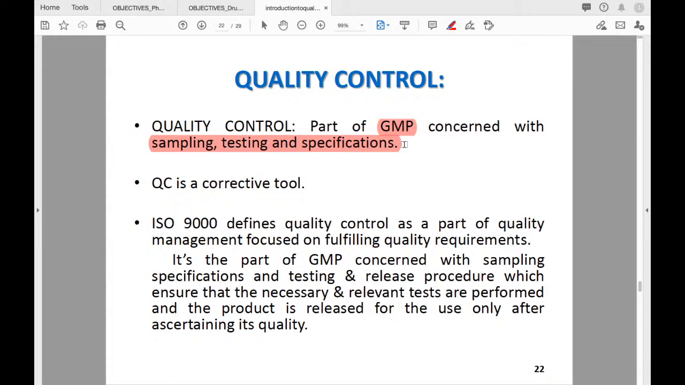Yeah. So ISO 9000 defines quality control as a part of quality management focused on fulfilling quality requirements. Which basically focuses on the quality requirements that are required during quality control. So it's a part of GMP, actually concerning the sampling, specification, testing, and release procedures. Ensure the necessary and relevant tests are performed, and the product is released for use only after ascertaining its quality.